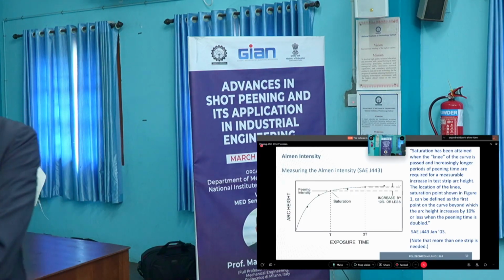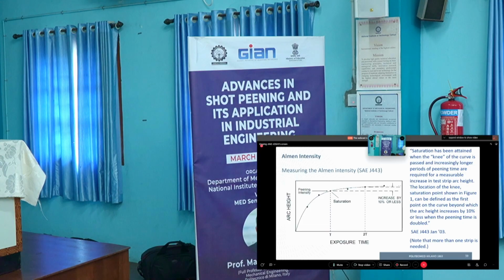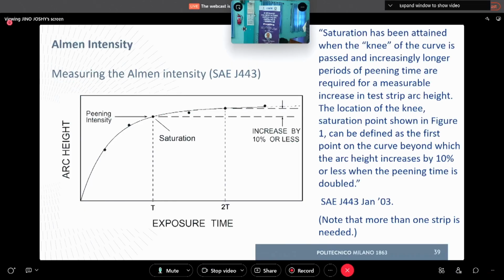How to correlate this Almen strip height with the energy value? Is there any correlation you have to make? Do you have to correlate the Almen arc height with the energy input, like the energy of the shot peening?